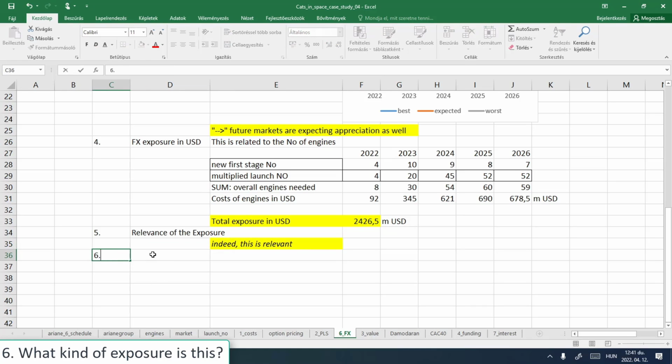Okay, so 6th point. What kind of exposure is this?